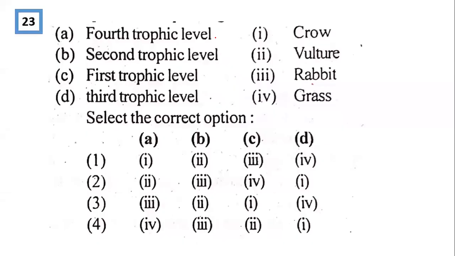Yes, what we did was correct. I thought the answer was wrong, that's why. Fourth trophic level is the vulture, right? Fourth trophic level is the vulture. Second trophic level is the rabbit. First trophic level is the grass. And third trophic level is the crow. So the correct answer is option number 2.